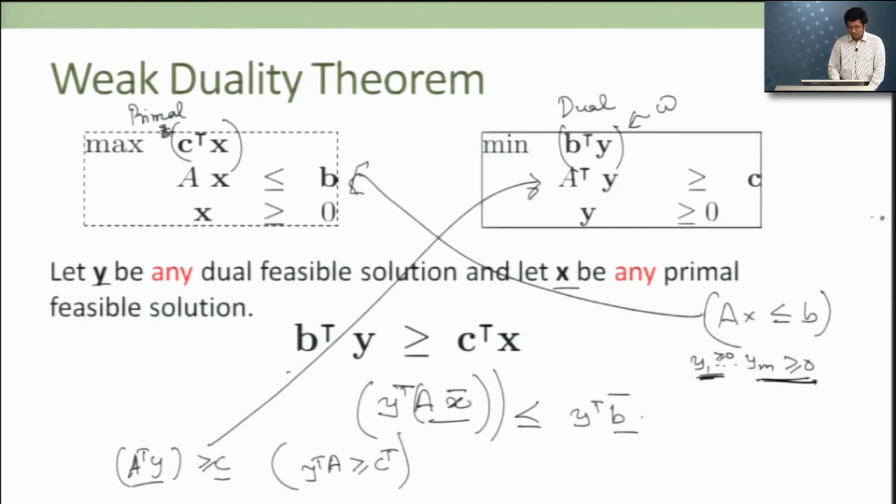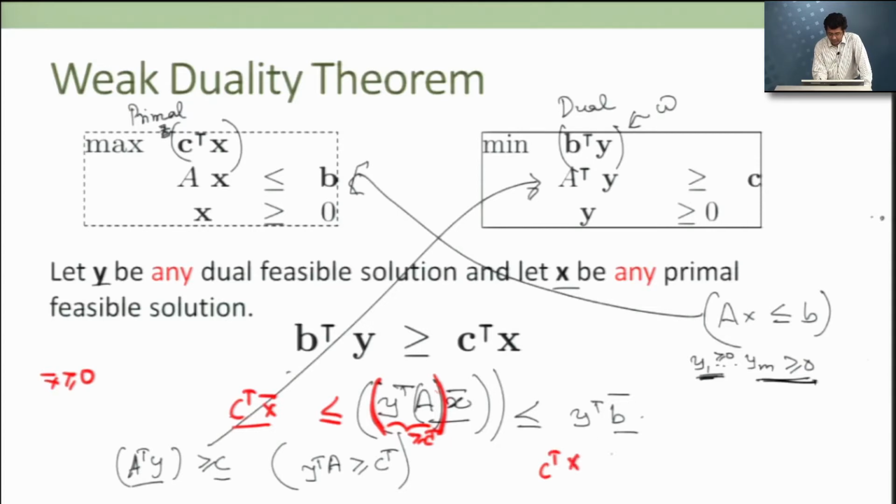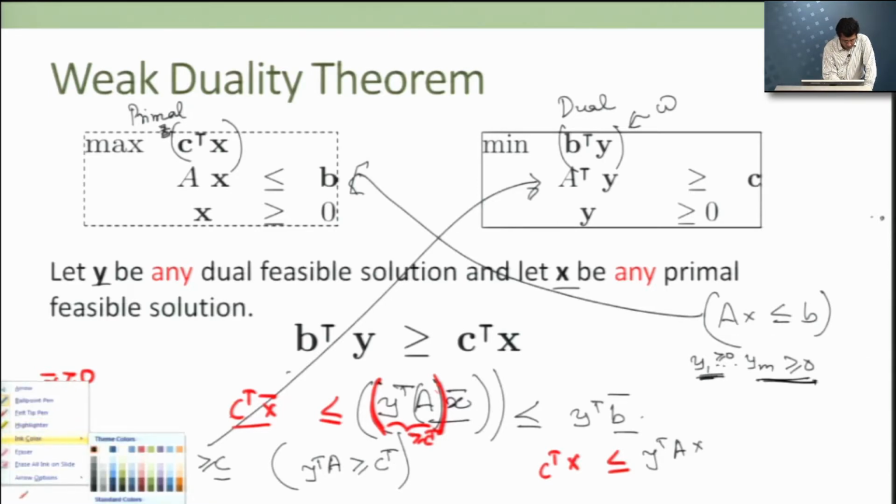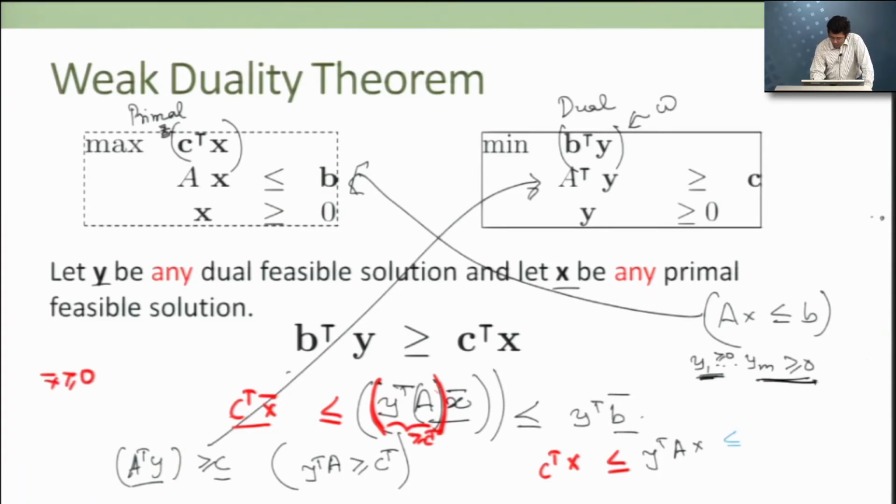We know that. And since x is greater than or equal to 0, we can split the summation apart this way. So you get y transpose A, which is greater than or equal to c transpose, so you get c transpose x from this side. Because this is greater than or equal to c transpose, you get c transpose x less than or equal to y transpose Ax. And the reason you can say this, again, is because x is greater than or equal to 0. Therefore we get c transpose x less than or equal to y transpose Ax, and on the other side we get less than or equal to y transpose b.